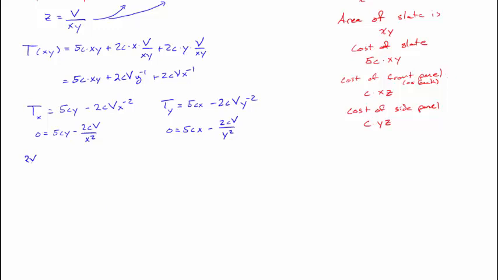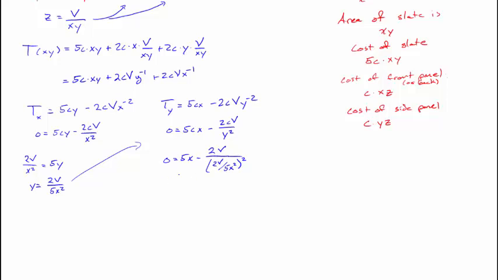So I get 2v over x squared equals 5y. Let's say now that y equals 2v over 5x squared, so that I don't have to do any square roots, and I can now plug this in over in my second equation. So I'll divide the c out and get 0 equals 5x minus 2v over, in parentheses, 2v over 5x squared.